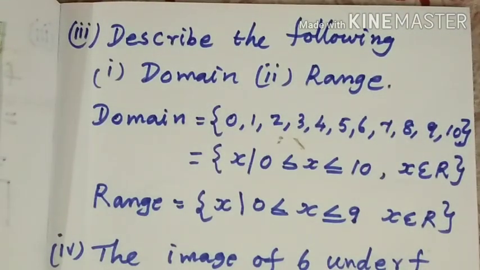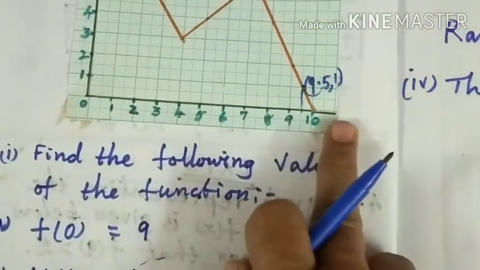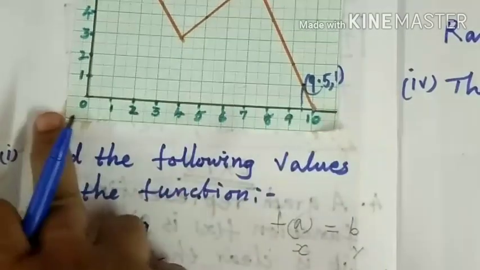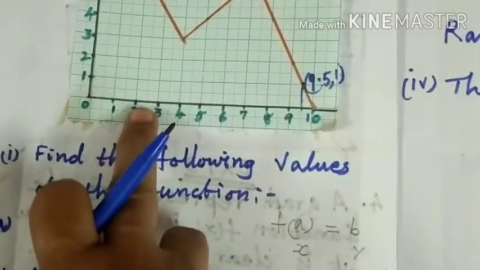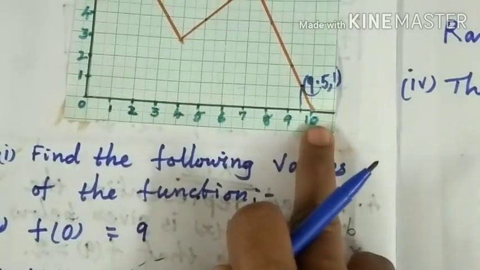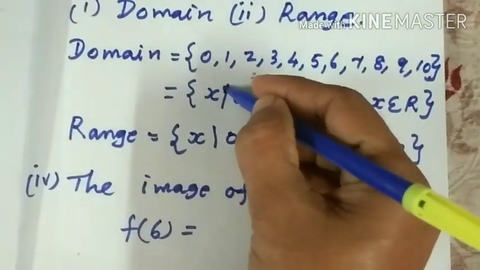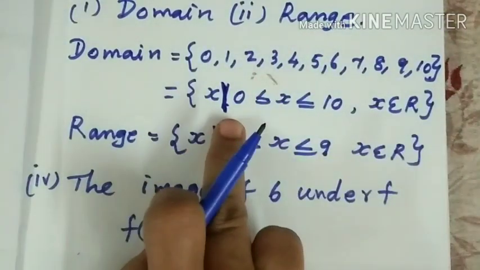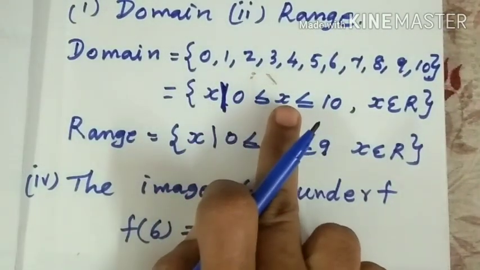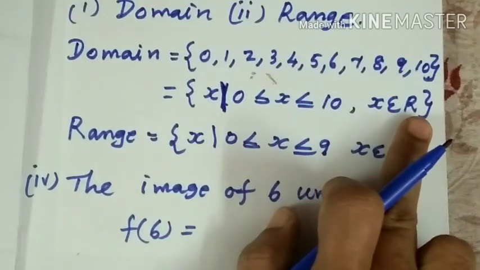In a function, domain is defined as all the elements of the x coordinate. See here, in x coordinate 0 to 10 belongs to real numbers, because in between also we have some points. So domain is equal to 0 to 10. You write in set builder form: x such that 0 less than or equal to x less than or equal to 10, where x belongs to real numbers.